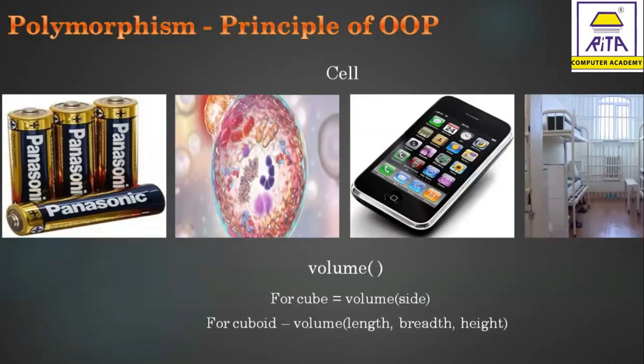So these four, abstraction, encapsulation, inheritance and polymorphism, are the key principles of any object-oriented programming. I hope it is clear for you. That's all for this video.